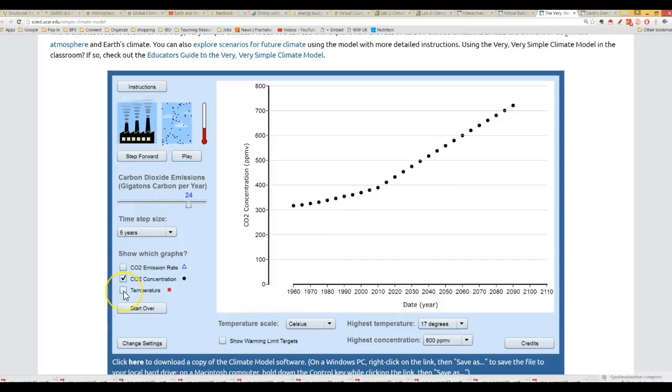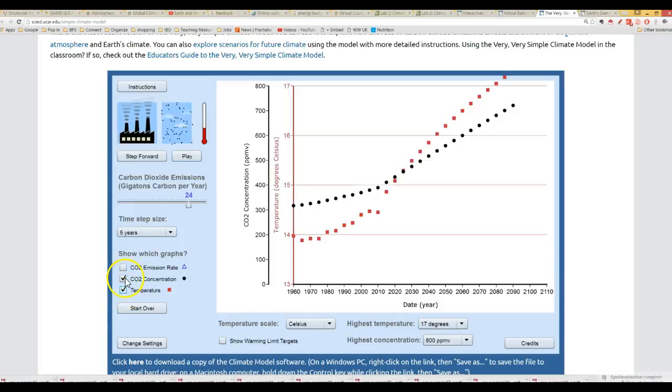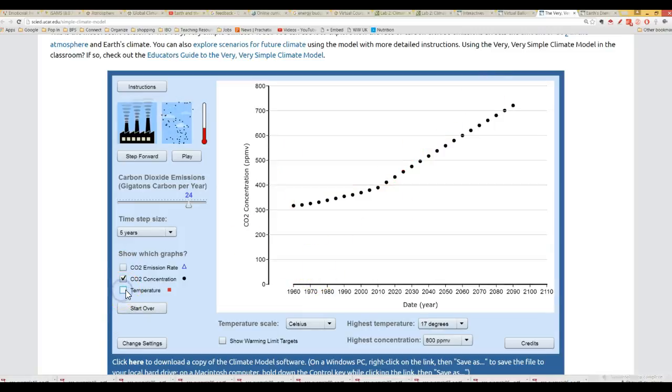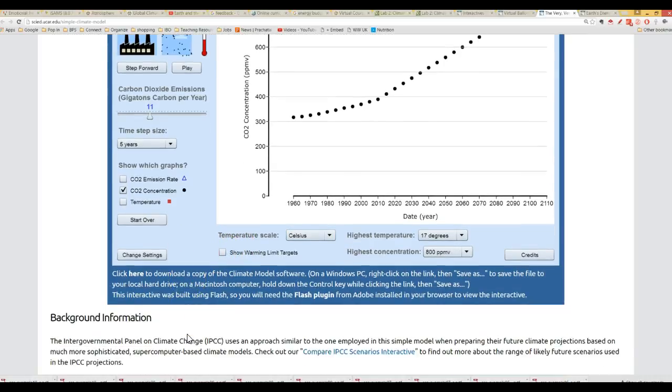I guess I could look at temperature, like has that affected it? Oh, the temperature's like shot up. Okay. Anything else I can change? So obviously I can change this and this. Highest temperature. Show warming limit targets.